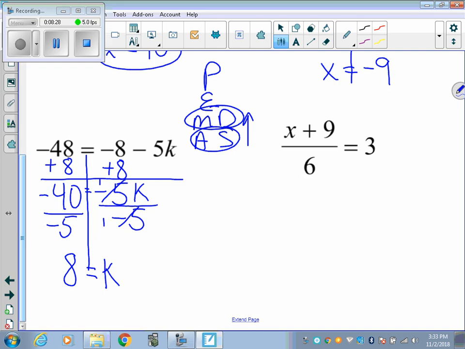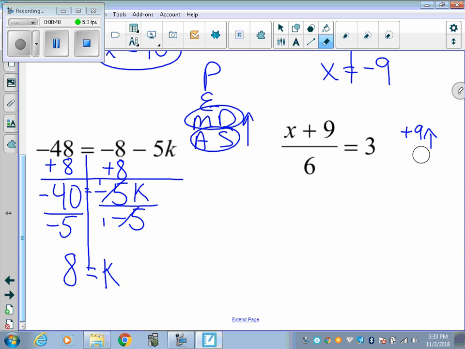So on this one, if I told you what x is, if I told you to put a number in for x, what would you do first? You would first add the 9, and then you would divide by 6. So what do we got to do? We got to work backwards. So what does that mean? We're going to get rid of dividing by 6 first.